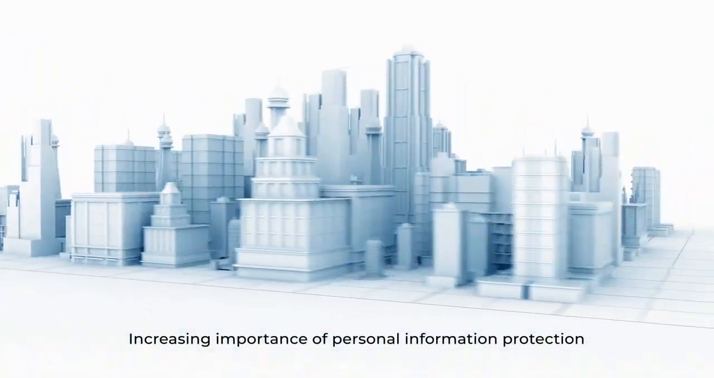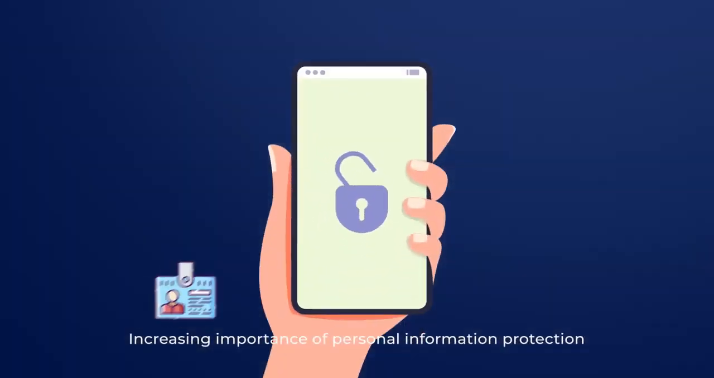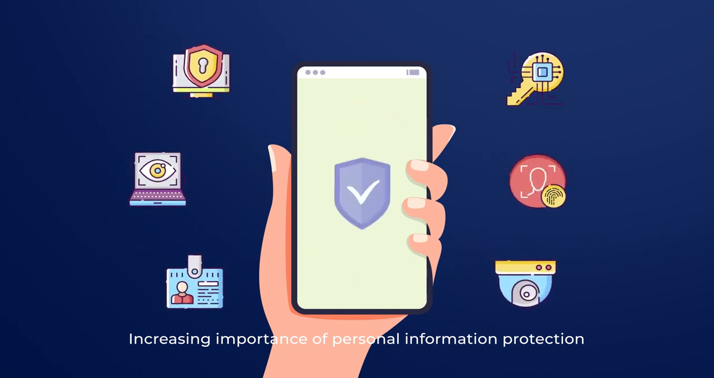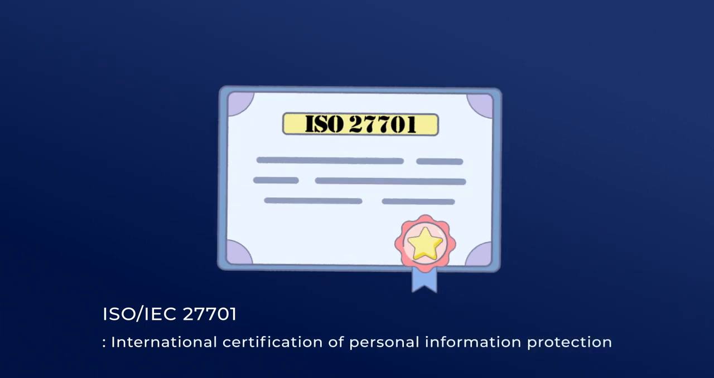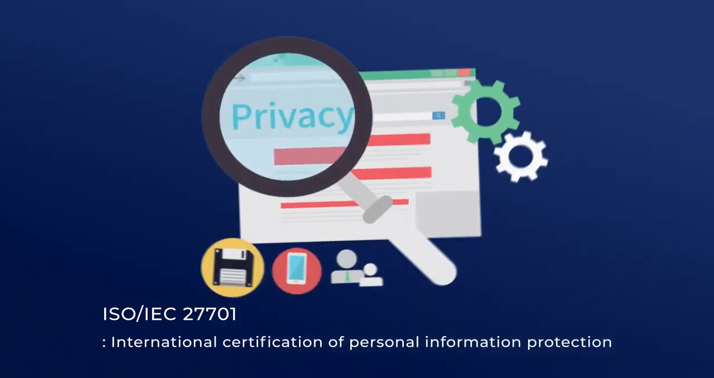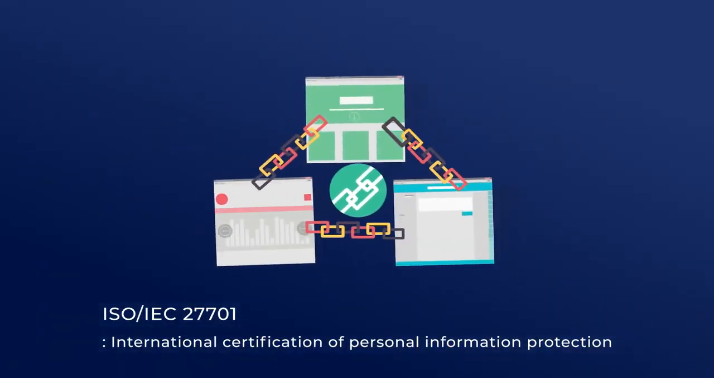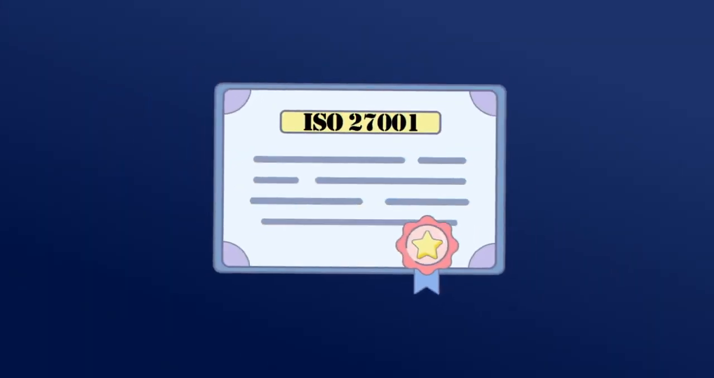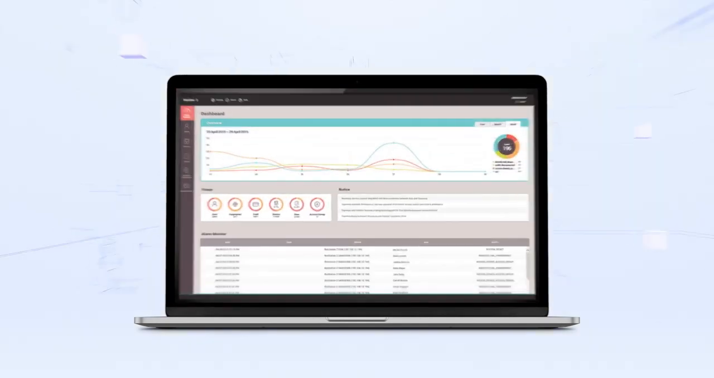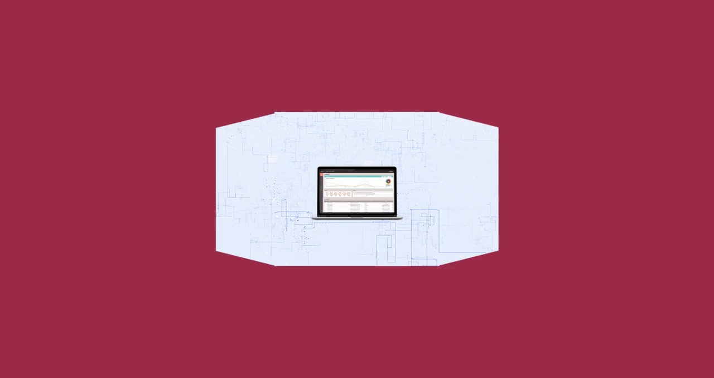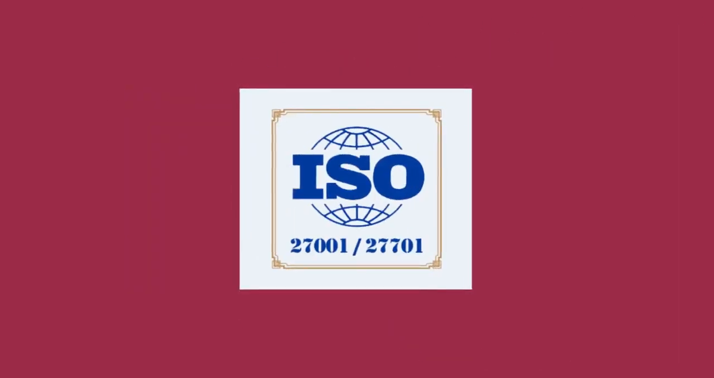Recent technological advancements in digital information processing have given rise to increased social interest in the protection of personal information. ISO IEC 27701 is an official certification from the International Organization for Standardization, which confirms that a system is well established to protect such personal information. BioStar 2, an access control platform developed in-house by Suprema, meets the strict standards of ISO 27701.